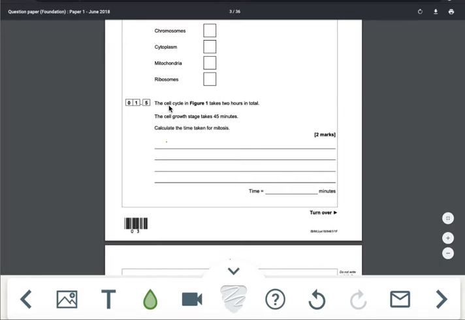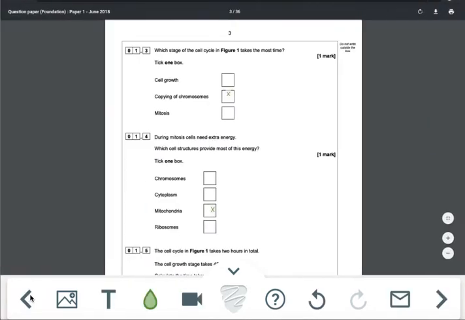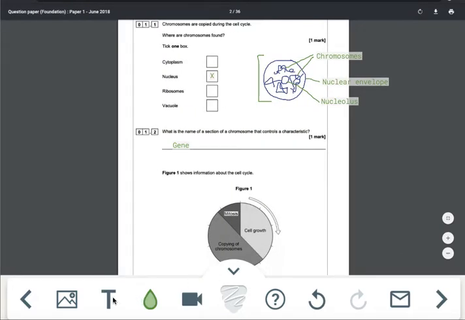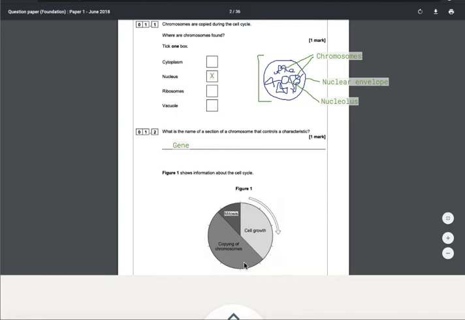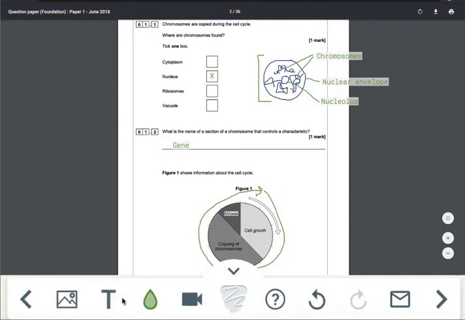Okay, so we're just going to take our time. It says, the cell cycle takes 2 hours in total. The cell growth stage takes 45 minutes. And all it's asking us to do is calculate the time taken for mitosis. Okay, so we're just going to go back to the figure 1. Now, what did it tell us? It told us that the whole thing, all the way around, took 2 hours. 2 hours total.